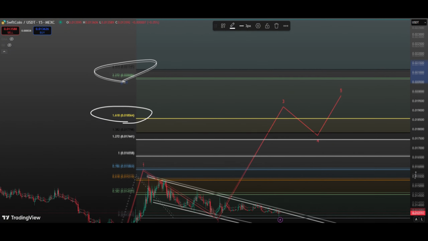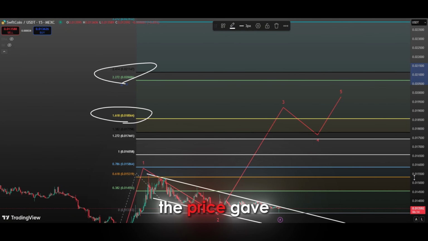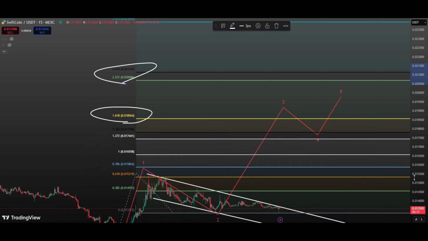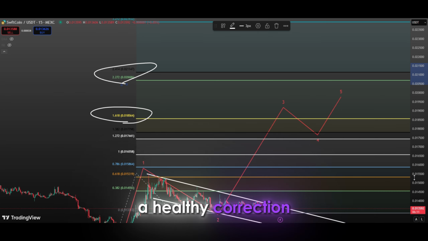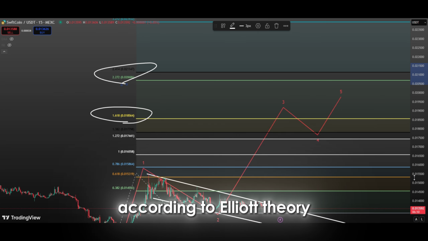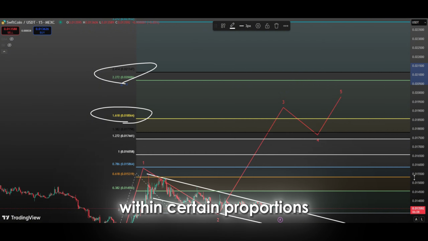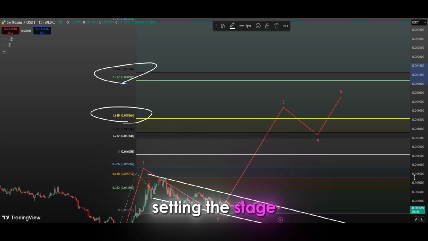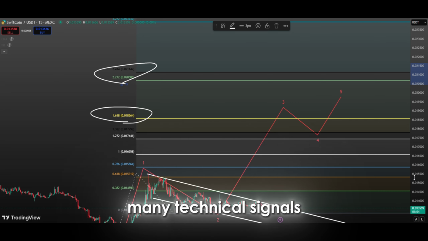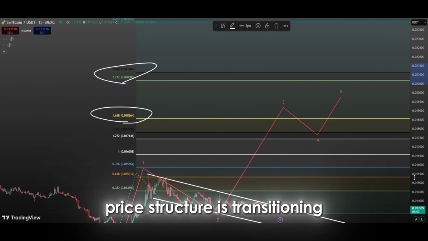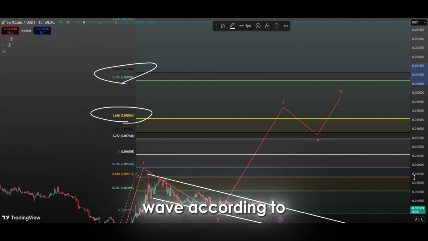rules of the theory. During the second wave, the price gave back a portion of the previous gains, but this pullback can be considered a healthy correction. According to Elliott theory, second waves never fall below the starting point of the first wave. They simply correct within certain proportions, setting the stage for a new impulsive wave. Currently, there are many technical signals indicating that the price structure is transitioning into the third wave. According to Elliott theory, the third wave is typically the longest and most powerful wave.